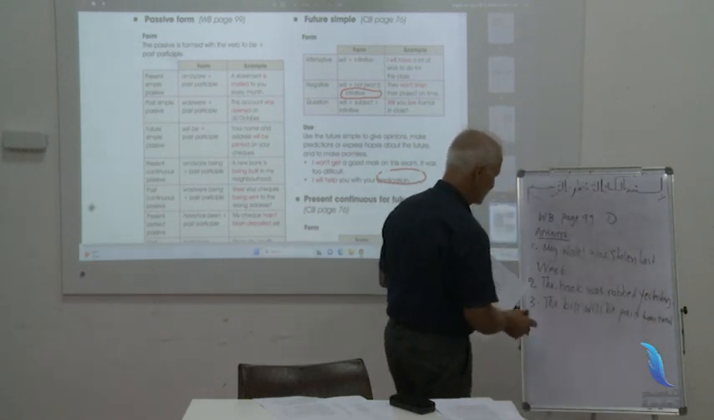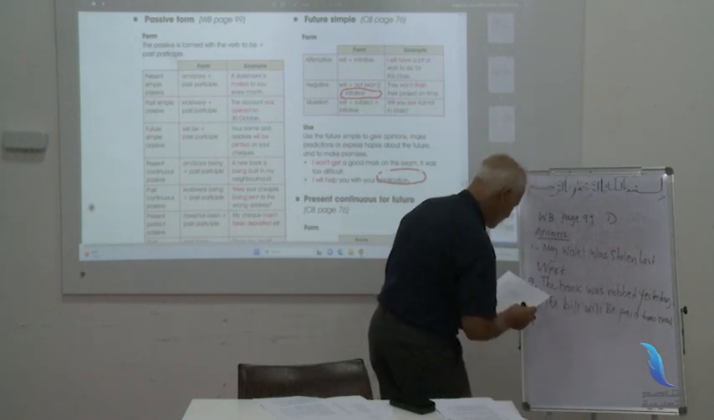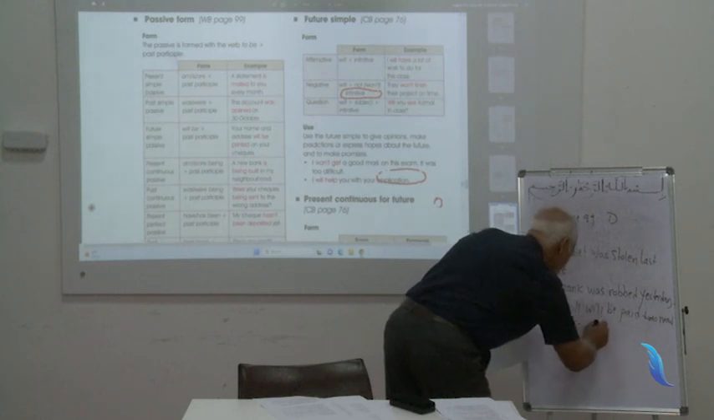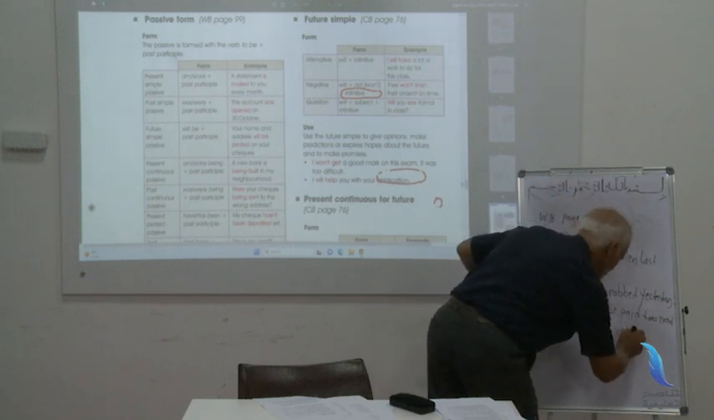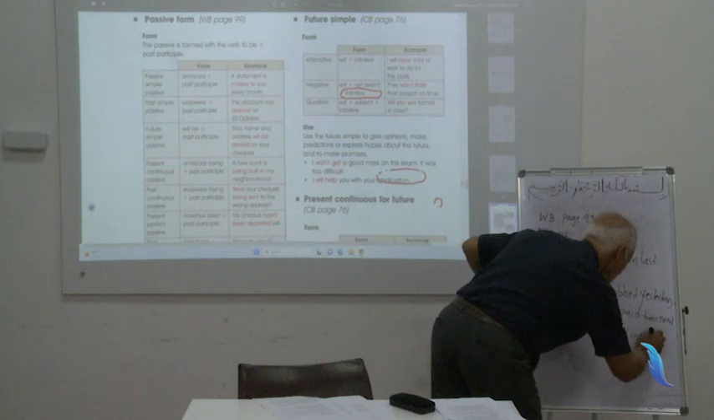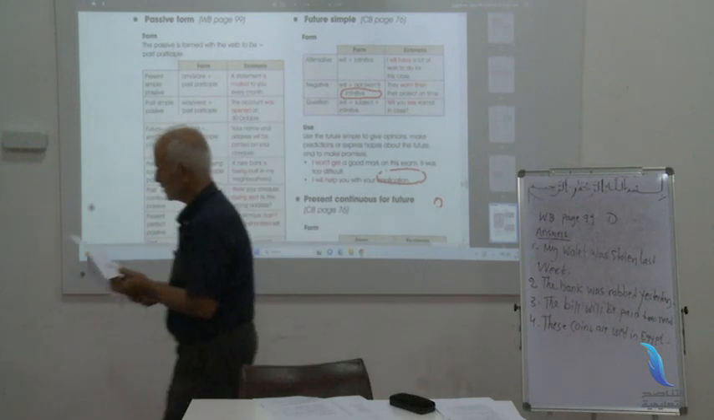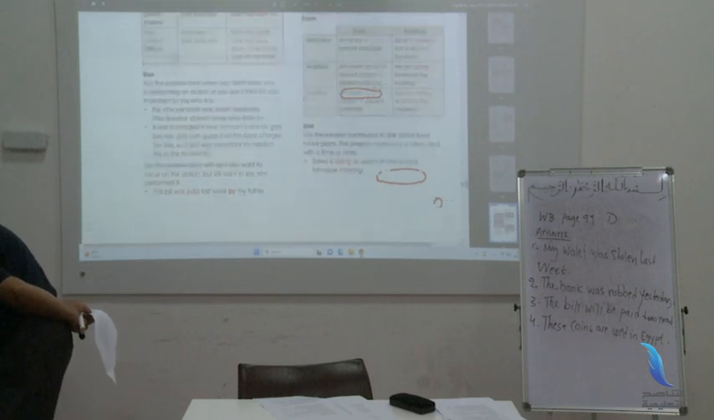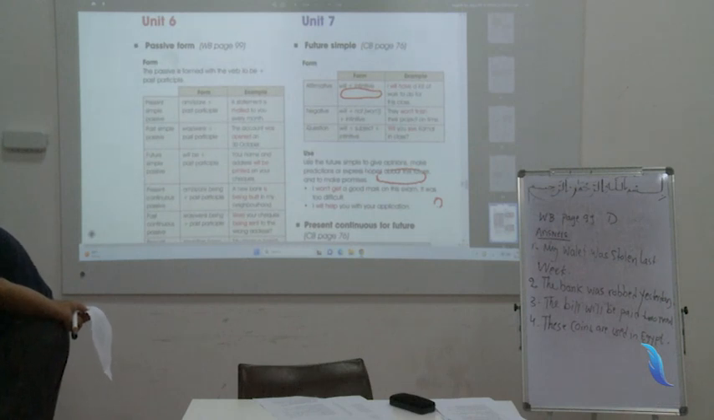Will be paid tomorrow. Yes. Number four, these coins are used in Egypt. Okay. So this is for the passive, and let's have a look at the last unit, future simple.